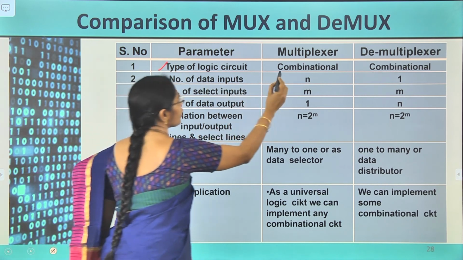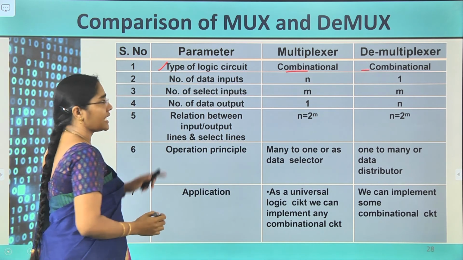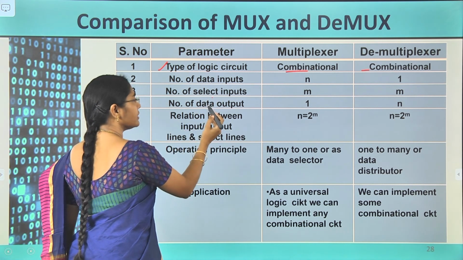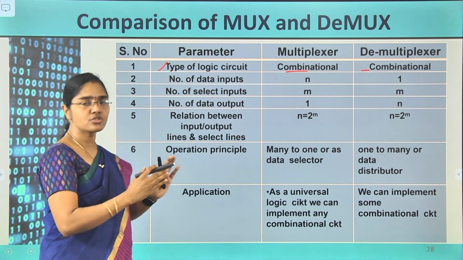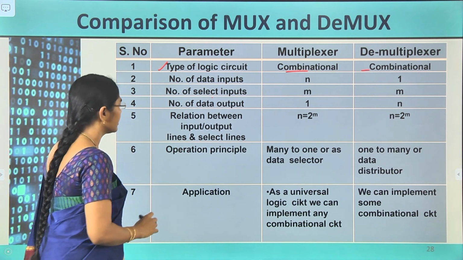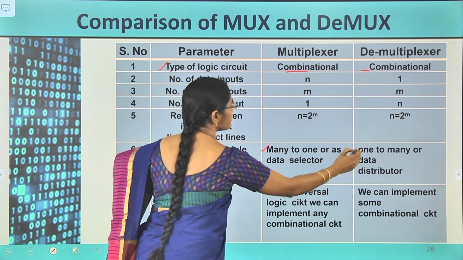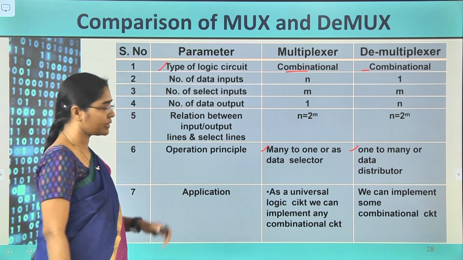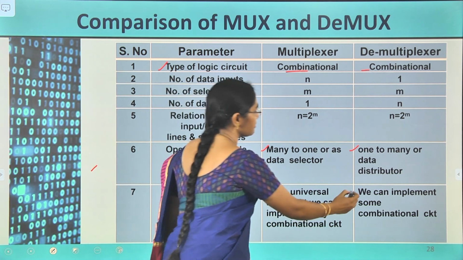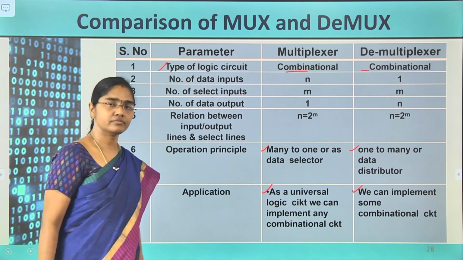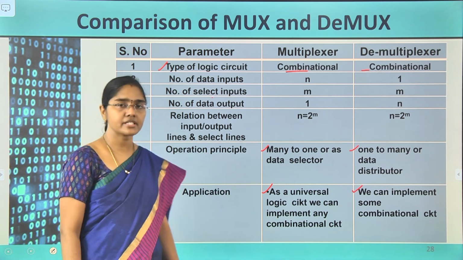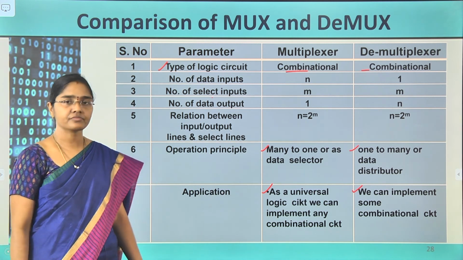Both are combinational logic circuits, and the number of data inputs required, selection lines required and outputs are 1:2 power n for n, or 2 power n:1 for n. Then the operation principles are many to one and one to many, and the application is a universal logic circuit for the multiplexer, while with the demultiplexer we can implement only some combinational circuits. So this is the final comparison of the multiplexer and demultiplexer.